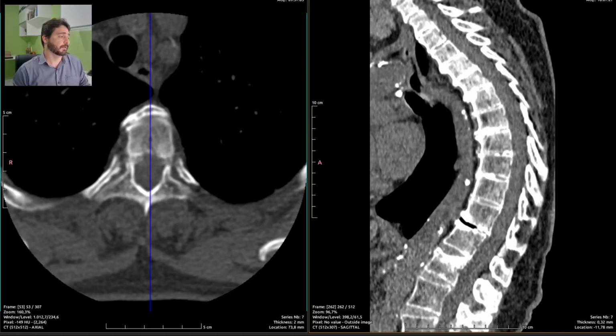Severe spondylosis and hypertrophy of perivertebral muscles. Yep. I'm just going to summarize this report before we go to the last one of this video.